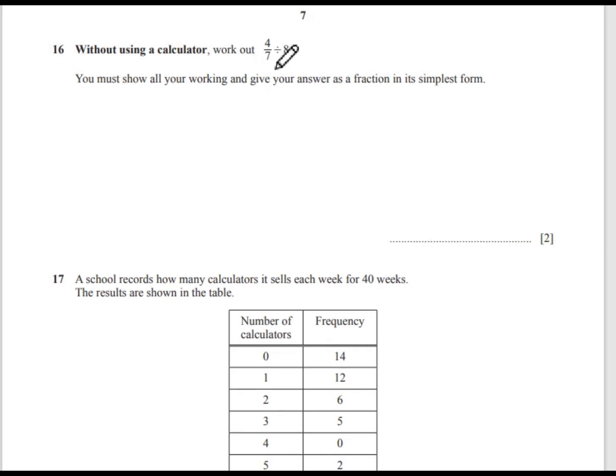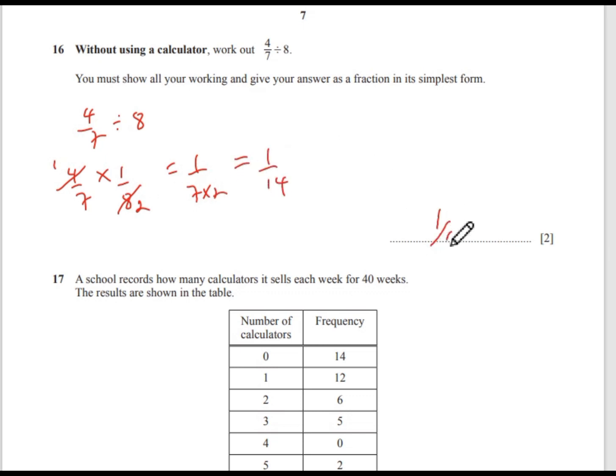Without using the calculator, work out 4 over 7 divided by 8. You must show your working and give your answer as a fraction in the simplest form. So here we have 4 over 7 divided by 8. When you change division to multiplication, this inverts, so you have 4 over 7 multiplied by 1 over 8. 4 can be used to divide 8: 4 divided by 4 is 1, 8 divided by 4 is 2. That gives us 1 over 7 multiplied by 2, that's 1 over 14.